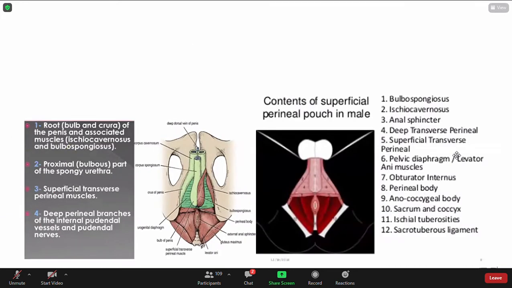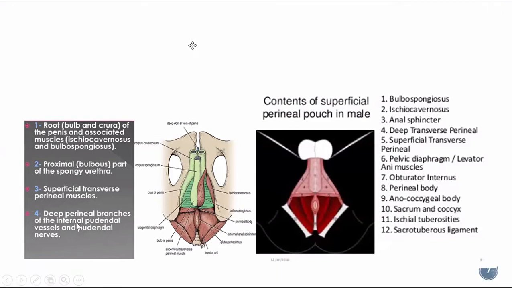Now, the contents of the superficial perineal pouch in males include these 12: the bulbospongiosus, ischiocavernosus, the transverse perineal, and a whole lot more. It also includes the root or the bulb and the crura of the penis, and the associated muscles, namely the ischiocavernosus and the bulbospongiosus. It also includes the bulb or the proximal part of the spongy urethra, as well as the transverse perineal muscles and pudendal vessels and nerves. Okay, so familiarize yourself with this structure here.